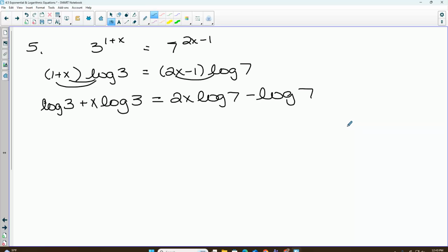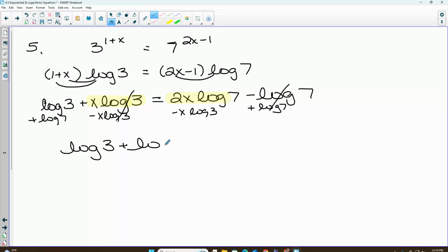We need everything with an x on one side. That will be these two terms. And everything without it on the other. Okay, it doesn't matter which side you move things to. I'm just going to add over the log 7 and subtract my x log 3. Logs have different arguments, so we can't combine them, so it's just log 3 plus log 7 equals 2x log 7 minus x log 3.